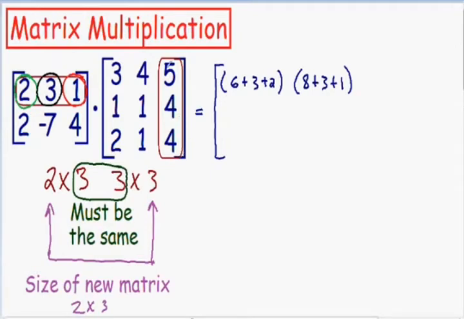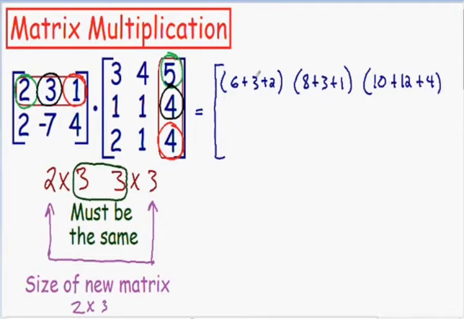Once again, I'm going to circle the first numbers in green, the second numbers in black, and the third number in red. And if we multiply the green numbers, we get 2 times 5, which is just 10. And if we multiply the black numbers, we get 3 times 4, which is just positive 12. And if we multiply the red numbers, we get 1 times 4, which is just positive 4.